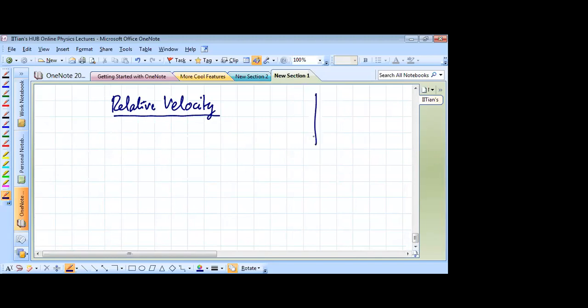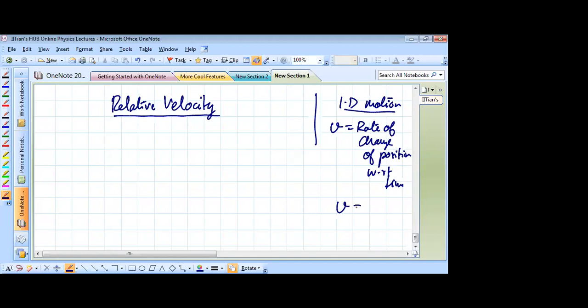So in 1D motion in general, without getting into calculus and all that, how do we define velocity? It is the rate of change of position with respect to time. So we can say instantaneous velocity is delta x by delta t, as long as my delta t is small. Okay, this is how we define instantaneous velocity. Whereas average velocity becomes total displacement upon total time. So like that, how will I define relative velocity?